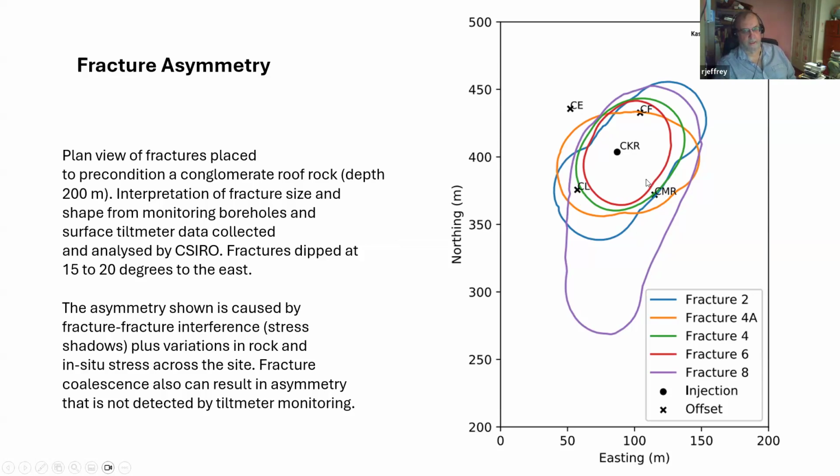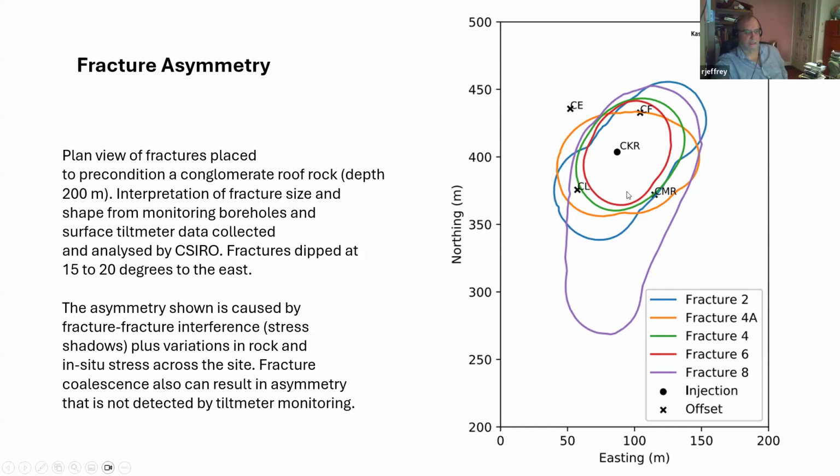In addition, we had CSIRO provided surface tilt meters and analysis of the fracture shape from the tilt meter inverse analysis. So these circles are the best fit of the tilt meter shape produced to the monitored data from the monitoring holes. And then we could use that same tilt model to monitor the rest of the preconditioning.